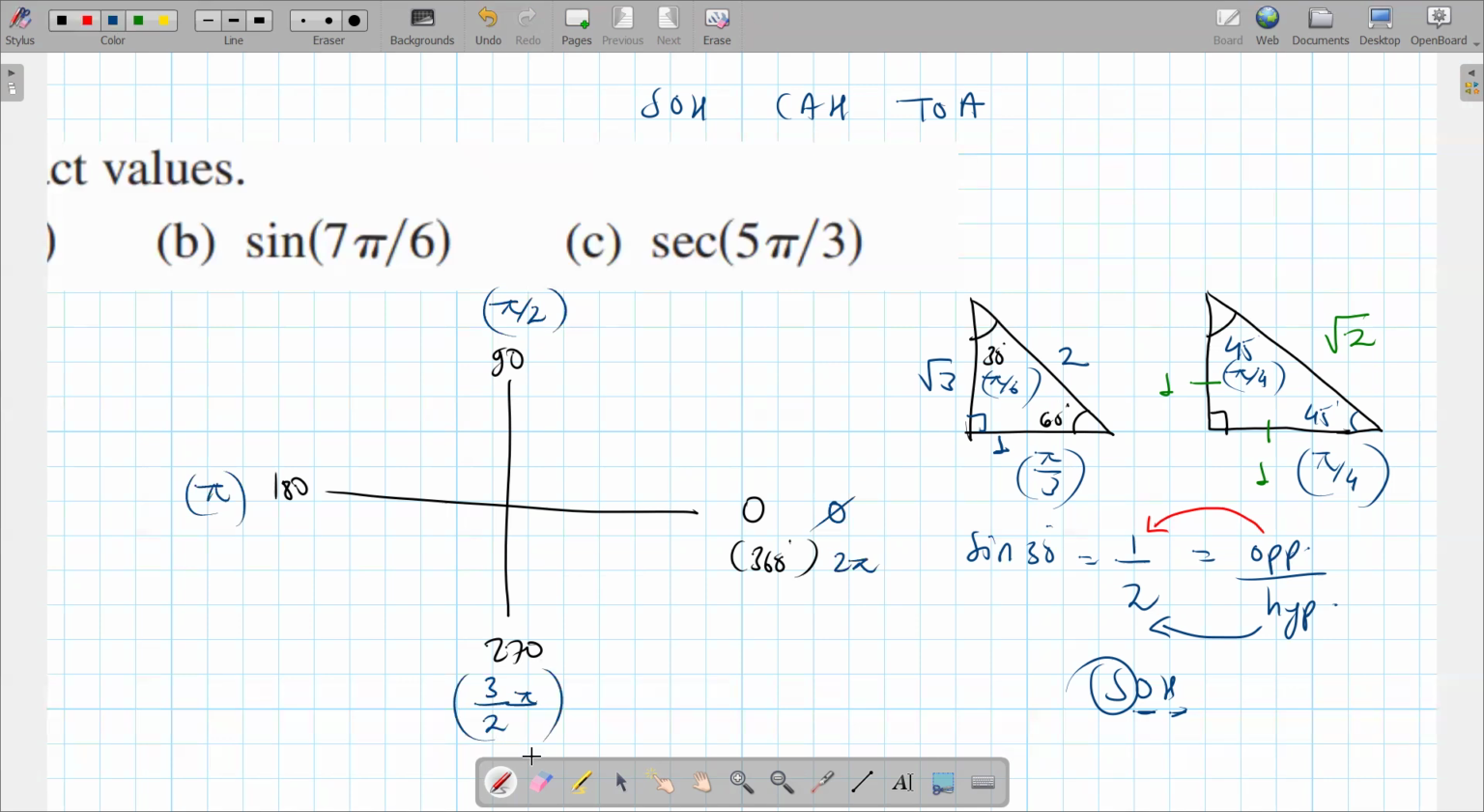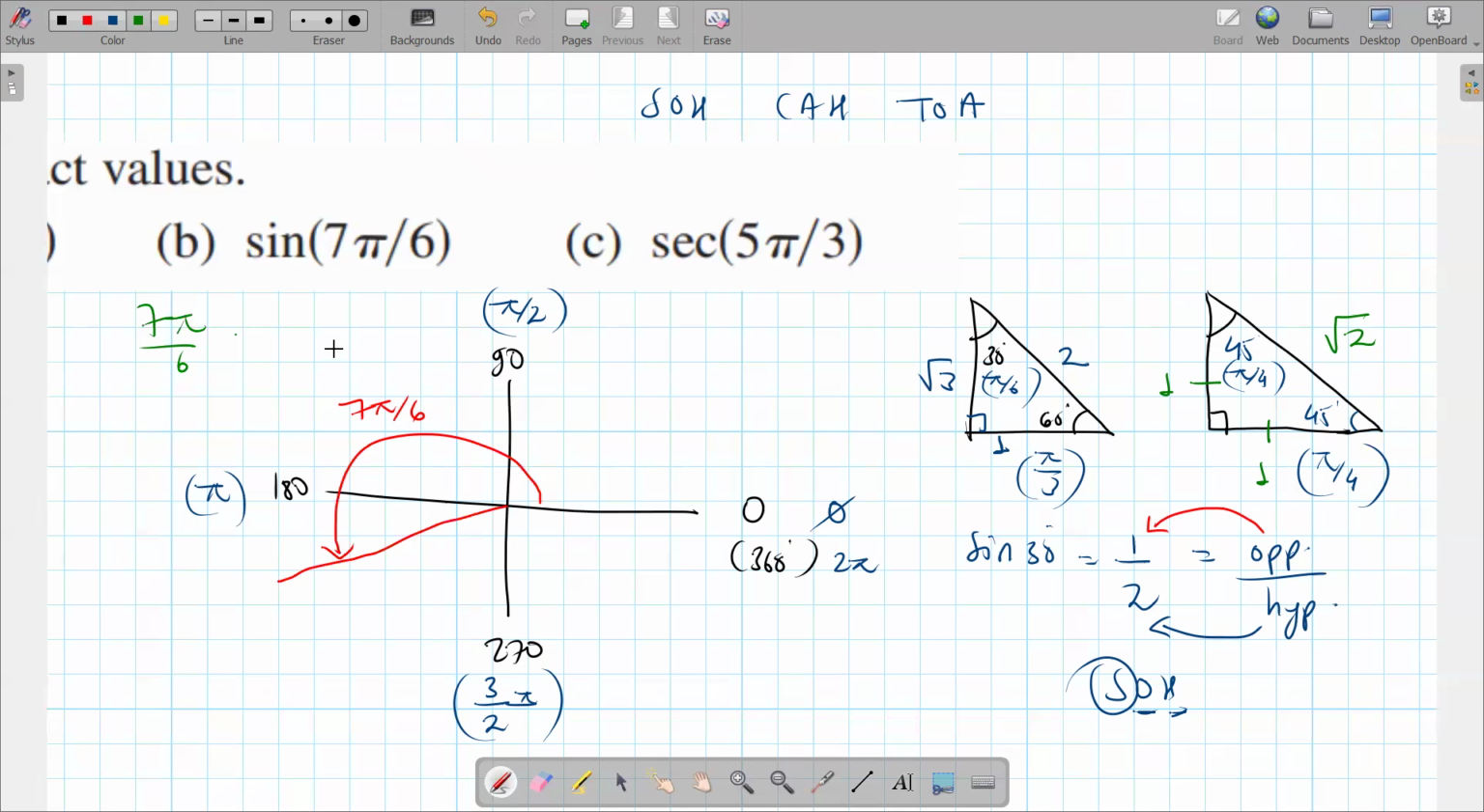Now the question was, which quadrant is 7 pi over 6 in? Now 7 pi over 6 is slightly more, right? You want to think about these in terms of pies. Is this more than 1 pi or less than 1 pi? 7 over 6. It's more, right? So it's more. Pi is right here. This is about 1.1 pi. So we're going to be in quadrant 3. We're going to be right here. This big distance is going to be 7 pi over 6.